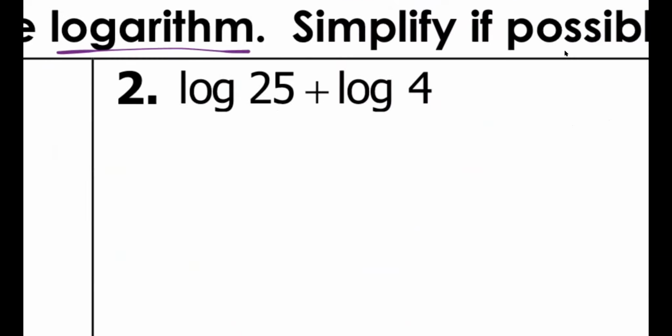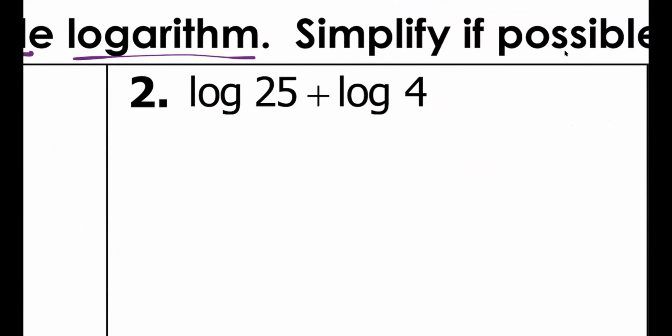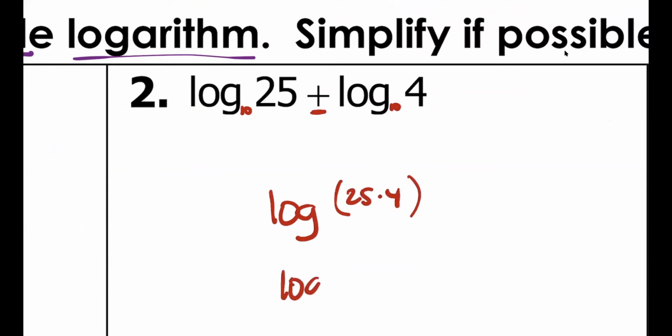Number 2, do the same thing. There's no base. You don't see a base. And remember, it's an imaginary 10. Now you see I'm adding the logs, so it's the product property. So I'm going to put the log. We know it's base 10, so I don't have to write it. So log base 10 of, we have 25 times 4, which is log base 10 of 100.